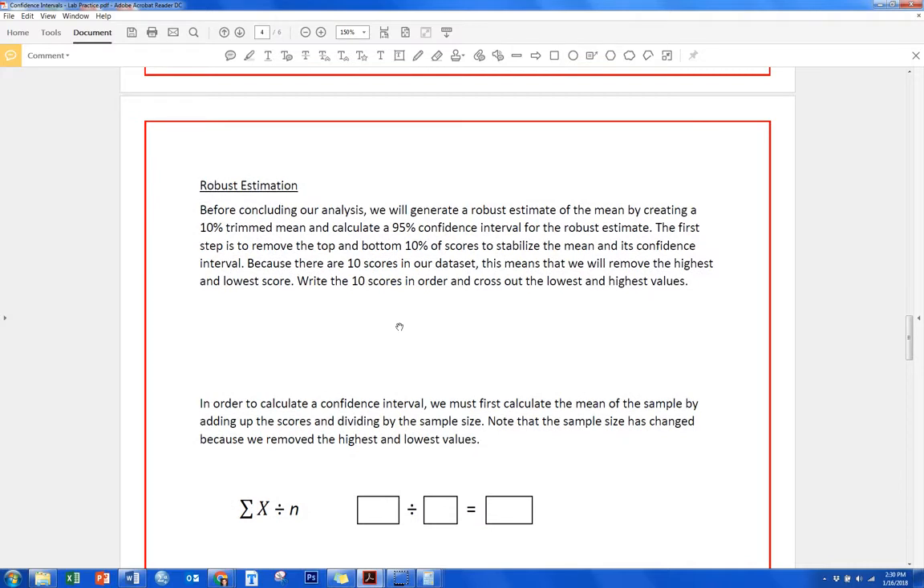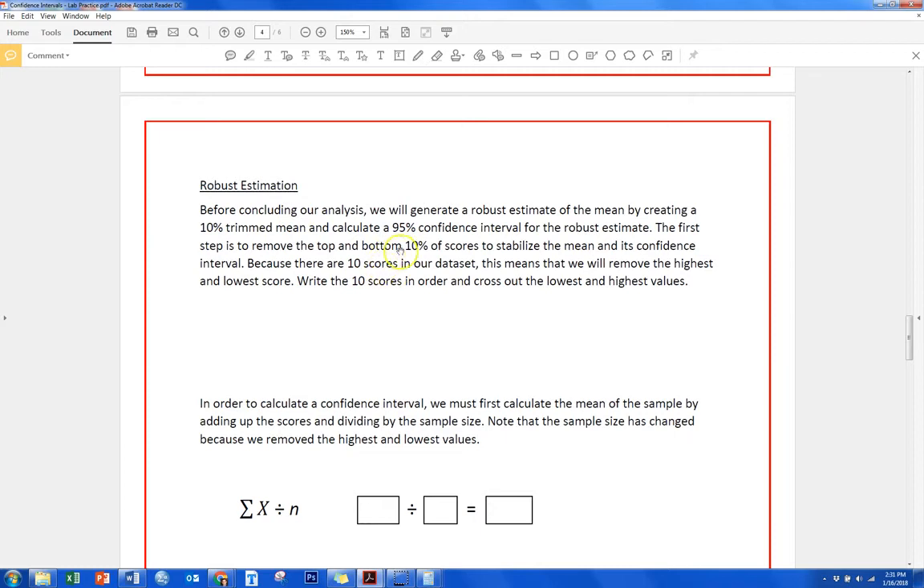Okay, so before conducting our analysis, we're going to generate a robust estimate of the mean by creating a 10% trimmed mean, and then calculate the 95% confidence interval for the robust estimate. So robust means that we're basically accounting for outliers, right? There's something that violates the rules. When you have a statistical analysis, you have certain assumptions, and when those assumptions are violated, something's quirky about the data, we use some kind of a robust technique which accounts for that. So that's what we're going to do here.